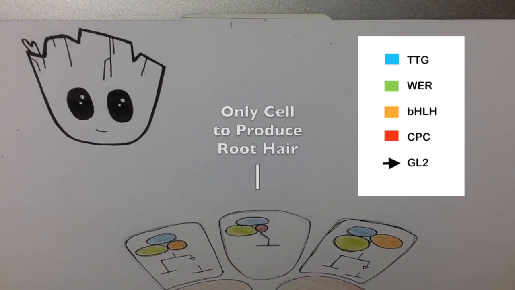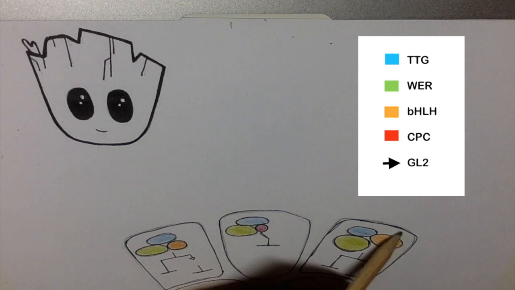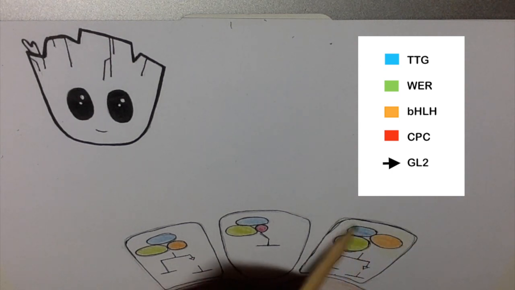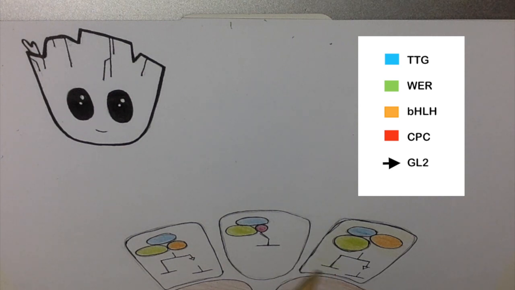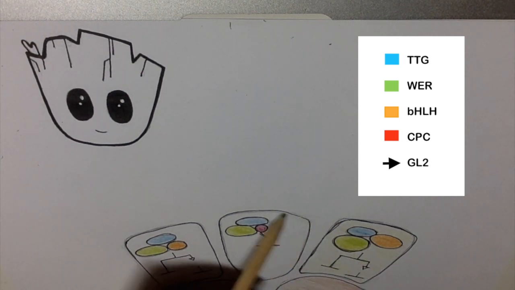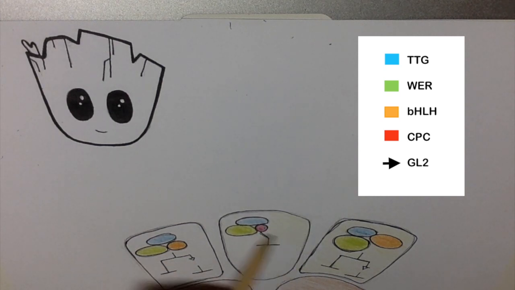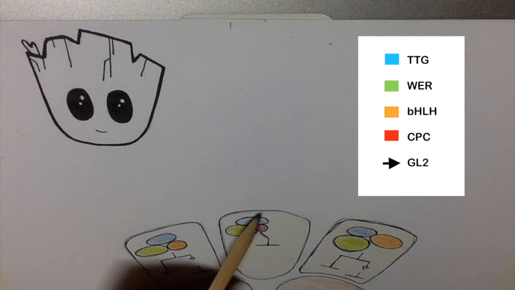You can see here that CPC is a positive regulator of root hair formation, while BHLH is a negative regulator of root hair formation. TTG can either promote or inhibit root hair formation depending on what it's interacting with. GL2 encodes a transcription factor that is a negative regulator of root hair formation. It only works in some cells due to its dependence on cell position.